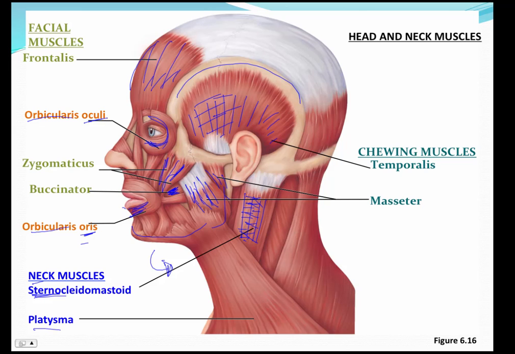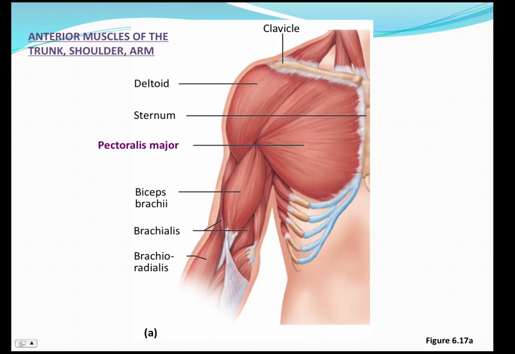Platysma, this is going to pull the corners of your mouth inferiorly. Here's the platysma, which you can't really see how it connects in this direction. But it's going to pull the mouth inferiorly. Next, we're looking at anterior muscles of the trunk, shoulder, and the arm.